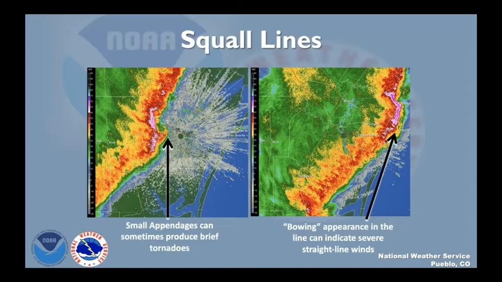Whereas one of the more common occurrences is the bowing. So you've heard of a bow echo. Well, that's kind of what it looks like. The winds are probably going to be the strongest right ahead of it or directly below it.